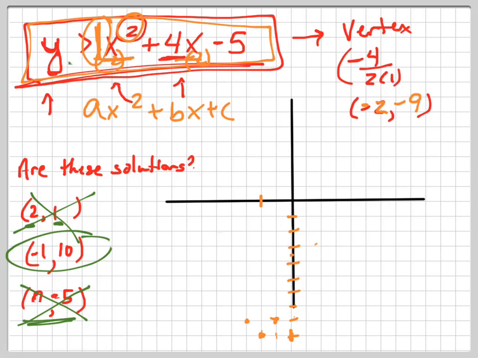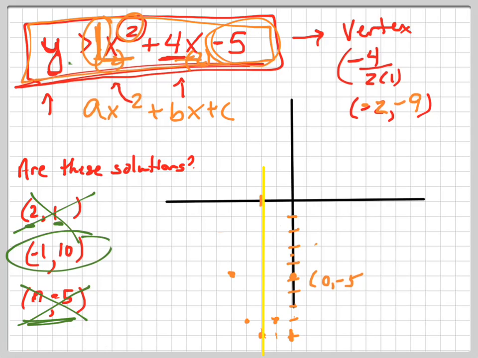1, 2, 3, 4. So there's that point right there. And we can check it. 0, negative 5, and sure enough, 0, negative 5 should be on my graph there. And then I symmetrically can do the same thing on this side, because remember, the line of symmetry is the vertical line that goes right through the vertex. I'll draw it in kind of light. There is your axis of symmetry right there.